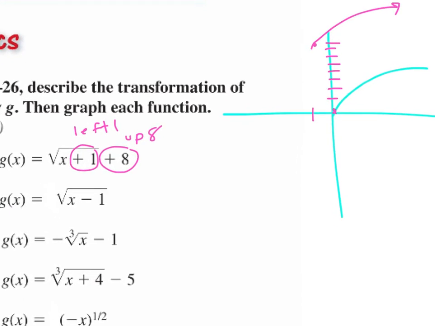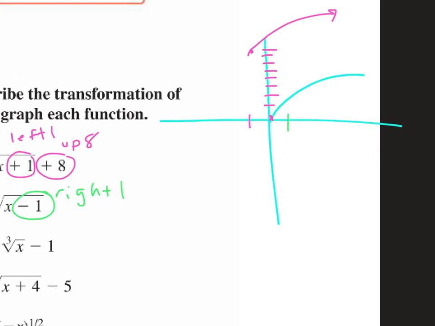The next one, we have square root again, so I'm going to do it on the same blue graph here. I'm going to change the color of this graph. So what does the minus 1 on the inside tell us? Right one. Awesome, right one. So we just take our blue graph, shift it to the right one, and draw our curve that way.